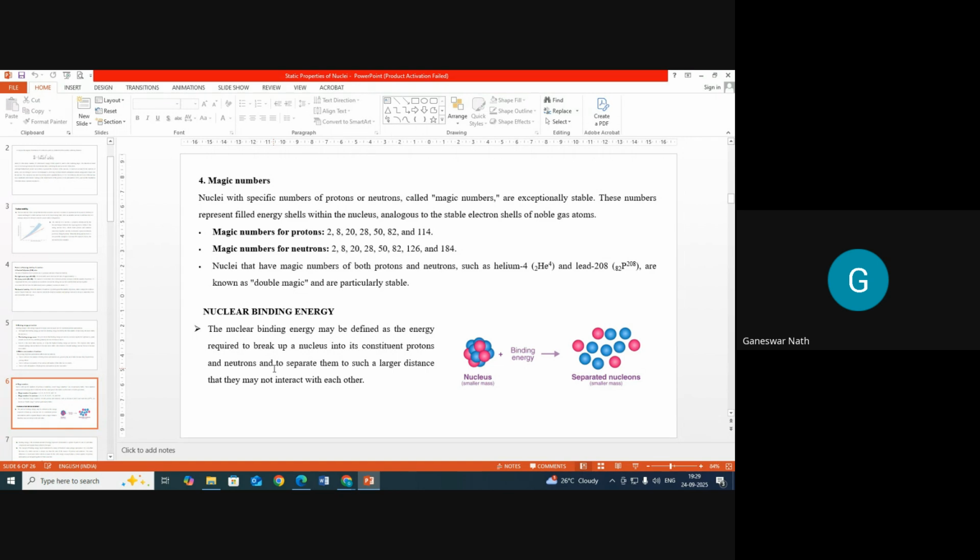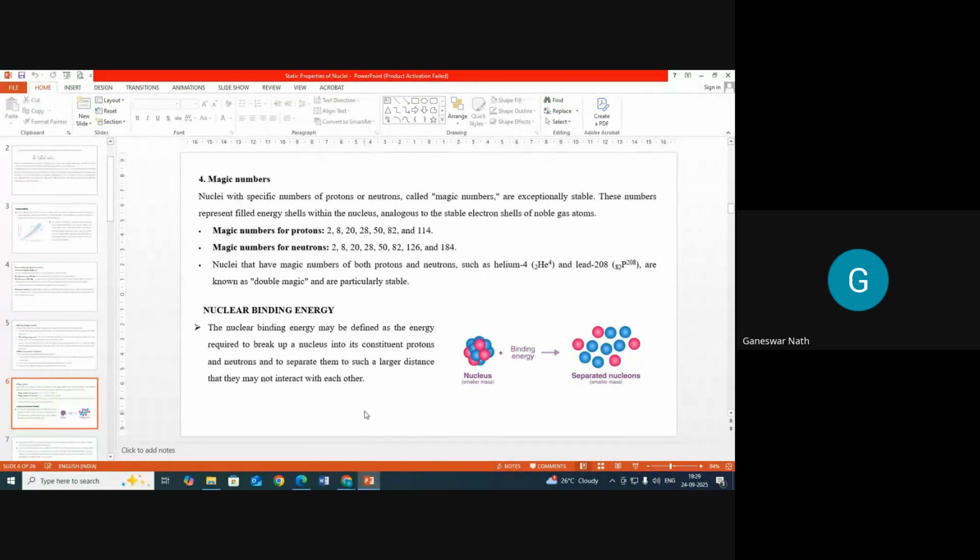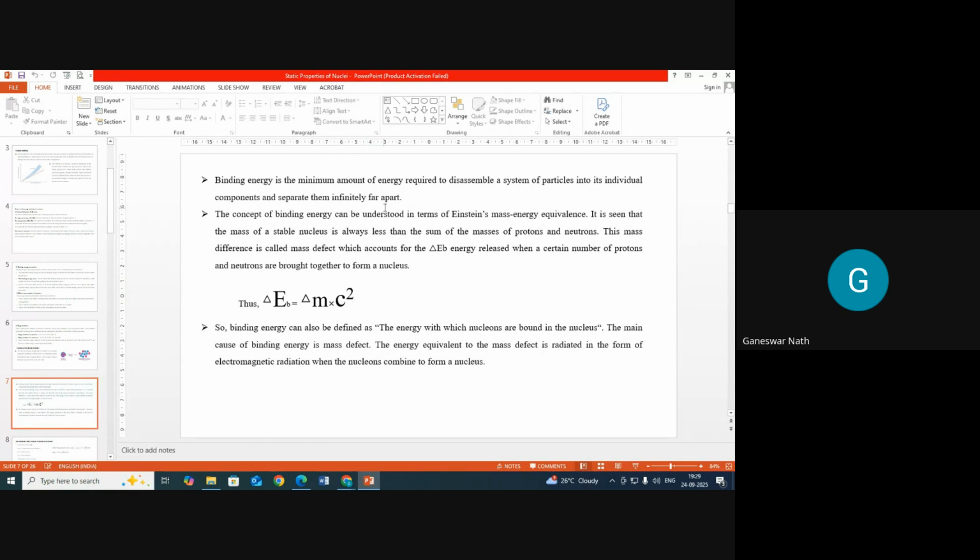The nuclear binding energy is simply defined as the energy required to break up the nucleus into its constituent protons and neutrons, or to separate them to such a large distance that they no longer interact with each other. Hence, this binding energy is the minimum amount of energy required to disassemble a system of particles into its individual components and separate them infinitely far apart. That means the minimum energy required to separate the nucleons from each other we call the binding energy.